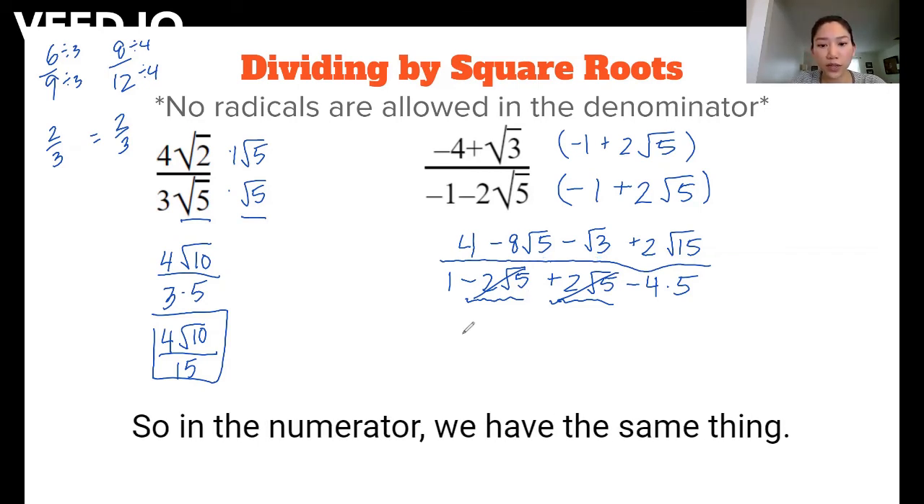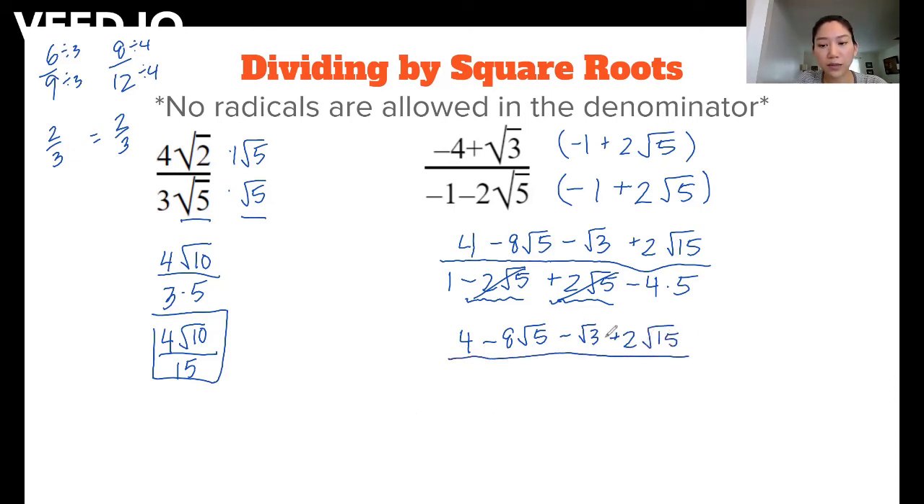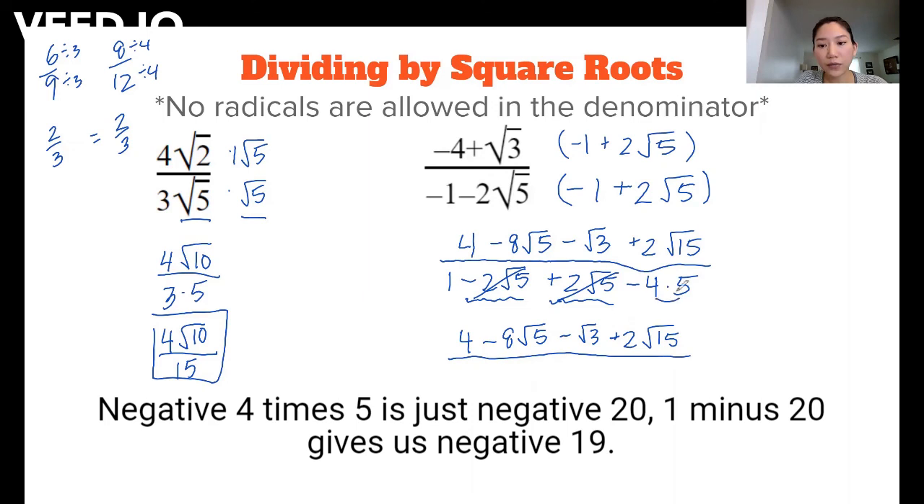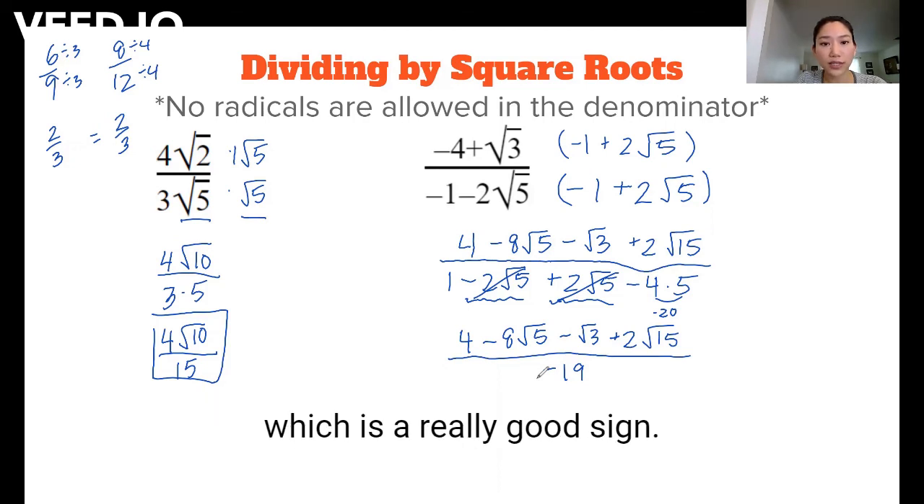So in the numerator, we have the same thing: 4 minus 8 rad 5 minus rad 3 plus 2 rad 15. And then we can simplify the denominator. Negative 4 times 5 is just negative 20. 1 minus 20 gives us negative 19. Okay, now we don't have any radicals left in the denominator, which is a really good sign.